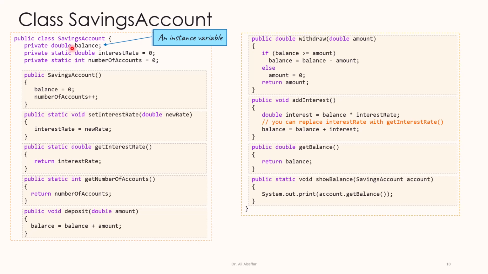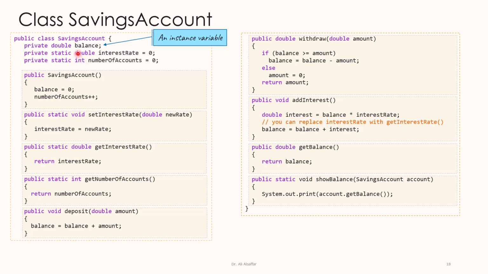If it is an instance variable like balance, then it exists within the object. So that means you create an object from the class, then it will exist. But static variables exist in the class. That means you don't need to create an object to access them. You just access them by the name of the class. Notice we have defined them private. That means if we want to set or get any of these values, we need to do that by methods.